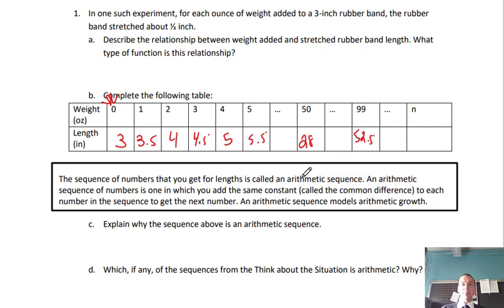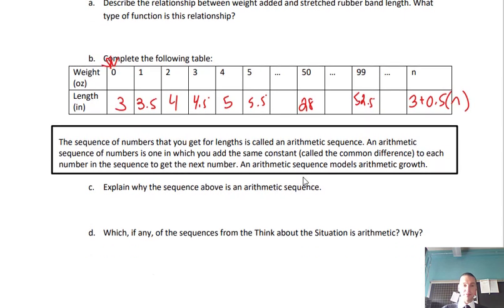The nth term, how did we get that? Well, notice here that we're adding a 1/2 an inch every time. That's a linear function. So we're going to have our starting value, which is 3. We're going to add a 1/2 an inch every time, times n. If I plug in right now 3 plus 0.5 times 50, you would get 28.